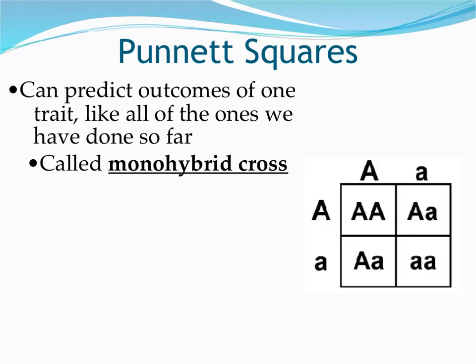All the Punnett squares we've done so far have been dealing with just one trait with 2 different versions of the allele. These are called a monohybrid cross. Okay, so we have one trait designated by the letter A, capital A being the dominant version of it, and lowercase a being the recessive. So one trait with 2 contrasting versions is called a monohybrid cross. We can use Punnett squares to predict those.